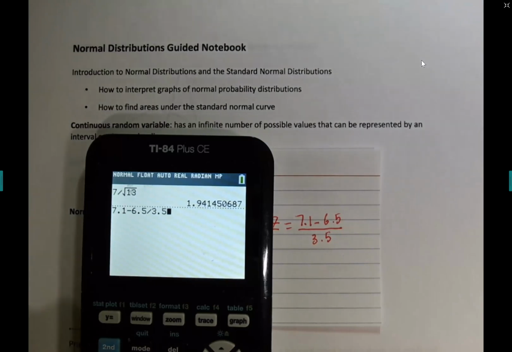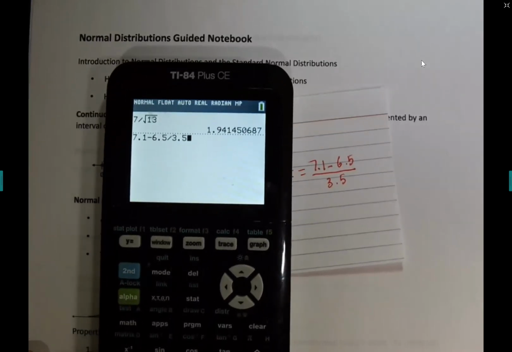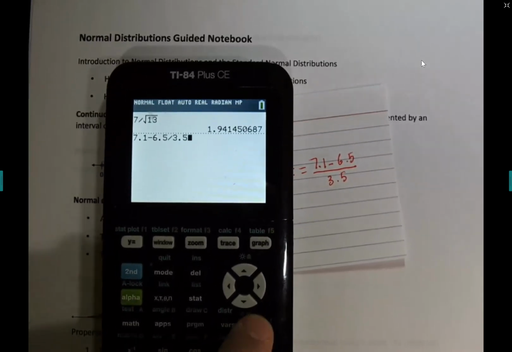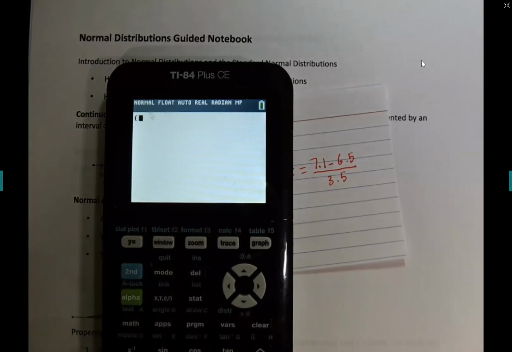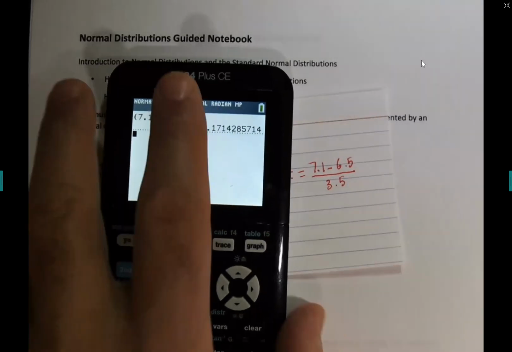So to do it right, to clear the screen, guys, you just hit clear. A student is asking about clearing the screen right here. So put parentheses: 7.1 minus 6.5, divided by 3.5. And here you go, that's the correct answer if you do it this way.